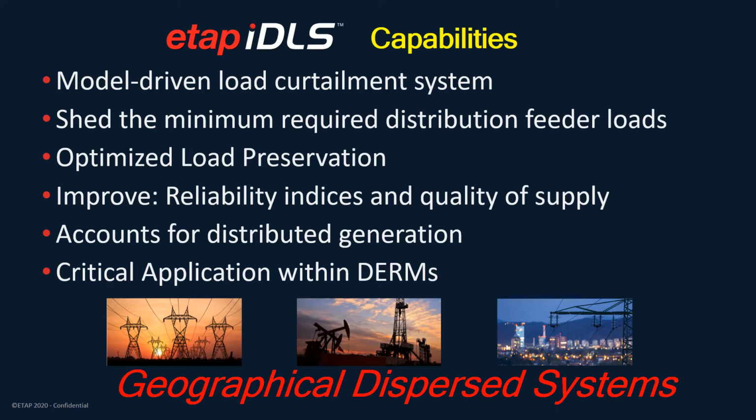The ETAP iDLS controller system uses a novel technique using digital twin models to perform load curtailment. It determines the minimum required load to shed based on the digital twin model, system topology, and real-time operational data. It then selects the optimal combination of load to shed based on type of trigger condition, load group priority, time of day, and more. It has integrated options to minimize the impact on quality of supply, improving reliability indices.